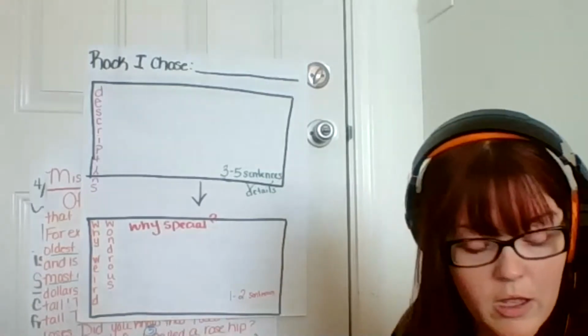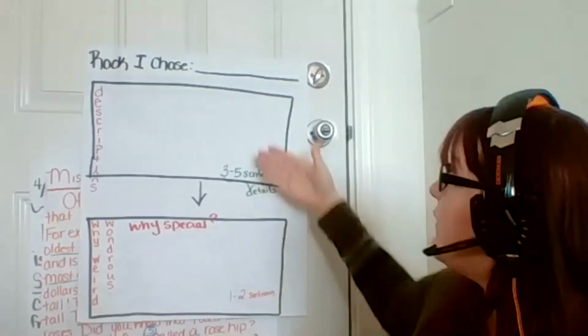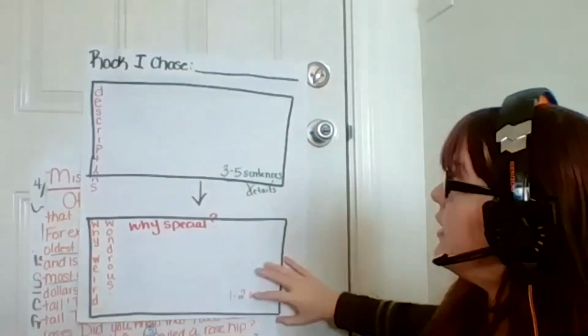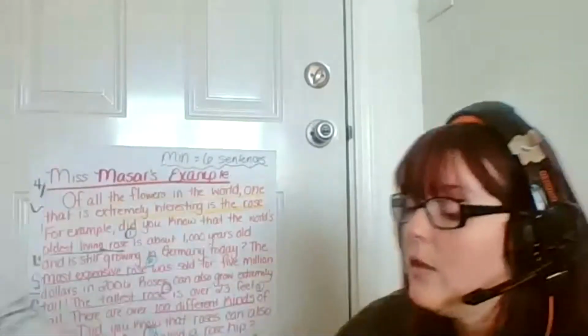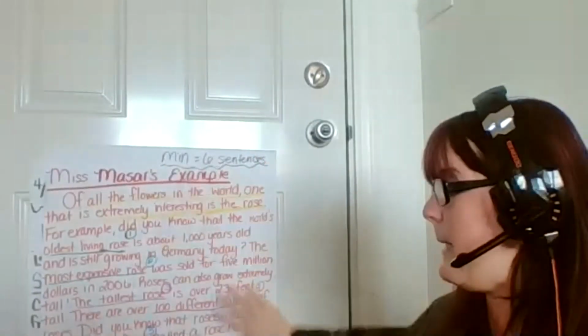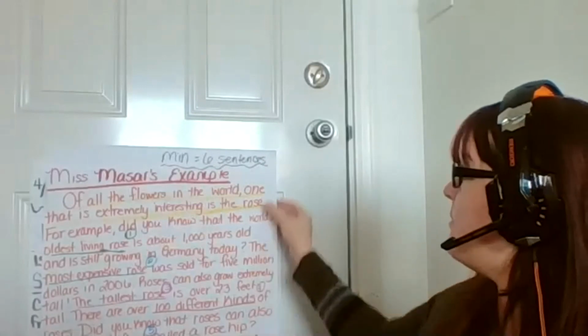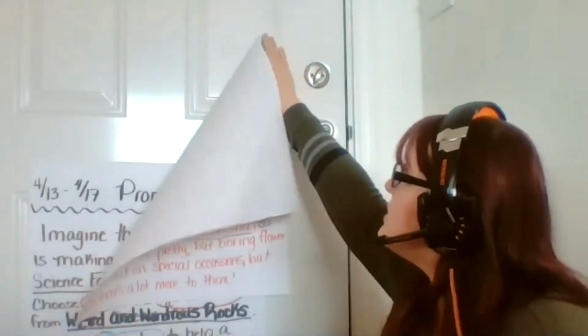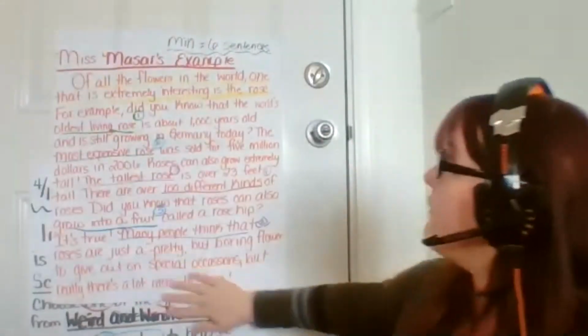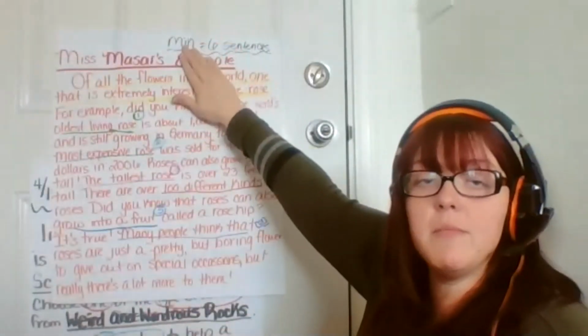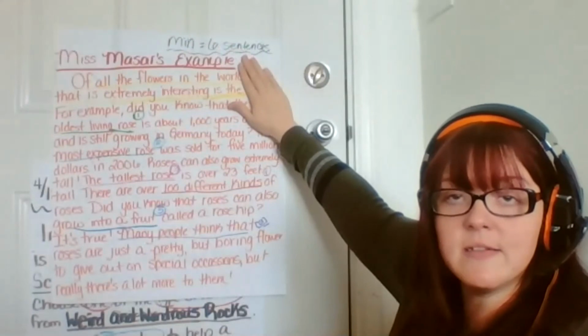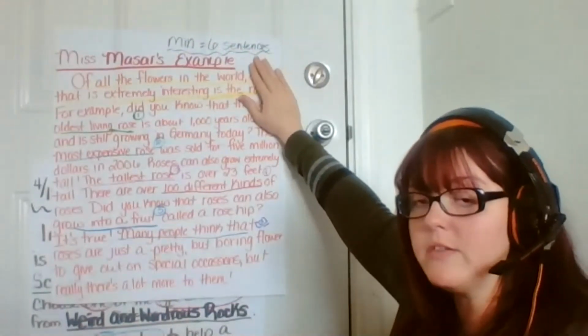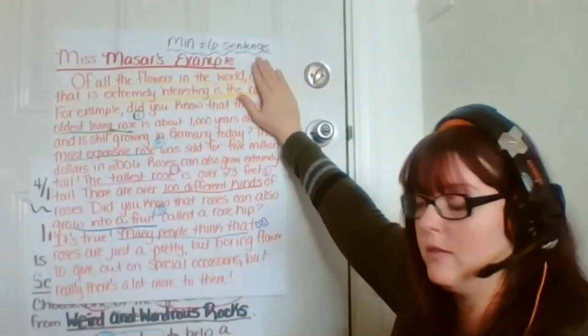Okay, so here's your plan. You fill in your boxes, you turn it into a description paragraph. Not a big composition, a paragraph. Remember, minimum of 6 sentences. Not 3, not 2, 6. Okay?